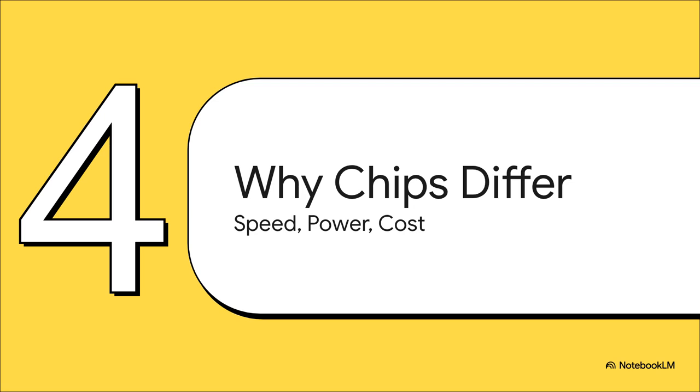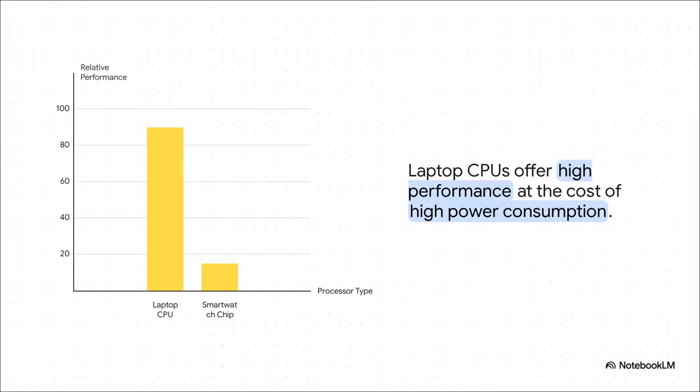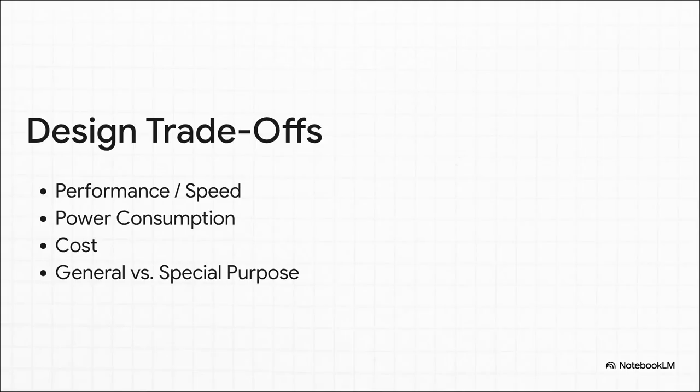If all CPUs are basically just doing the same dance, why are there so many different kinds of them? Why is the chip in your laptop completely different from the tiny one in your smartwatch? Well, it all comes down to balancing priorities. And this is the perfect example of the core trade-off. A laptop CPU is built for one thing, raw performance. It's incredibly fast, but it absolutely chugs power and gets hot. A smartwatch chip, on the other hand, is playing a totally different game. It's all about efficiency. The performance is way lower, sure, but it can sip power and run all day on a tiny battery.